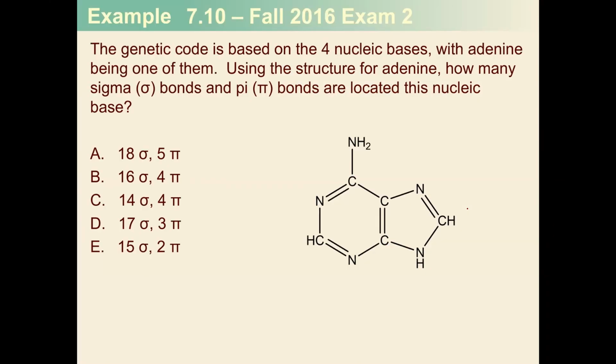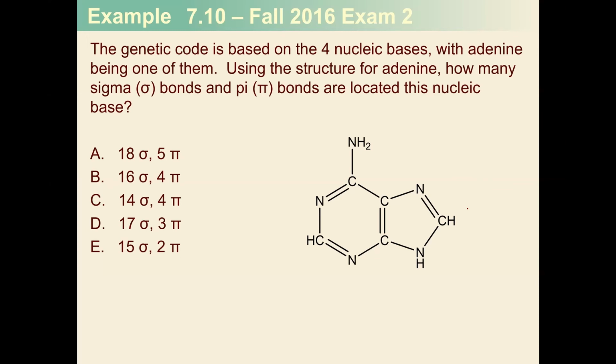For the final thing we're going to do in this video, let us take a look at example 7.10 and try to figure out how many pi bonds and sigma bonds we have located in our molecule. For this example, we're going to use one of our four nucleic bases, and this is going to be adenine. Using the structure of adenine, how many sigma bonds and how many pi bonds are located in this structure?